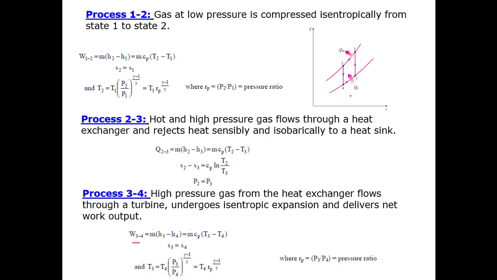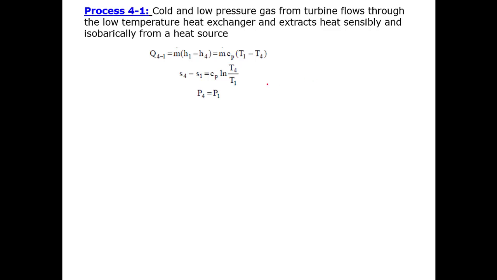And the last process, which is 4 to 1, is the heat absorption, which is also called the cooling capacity or the cooling effect produced. The last process is again a constant pressure process. So the heat absorbed from 4 to 1 is the difference of the enthalpy, or m Cp (T1 minus T4). Similarly, the change of entropy for the constant pressure process is equal to Cp ln T1 by T4. So this is again a constant pressure process.